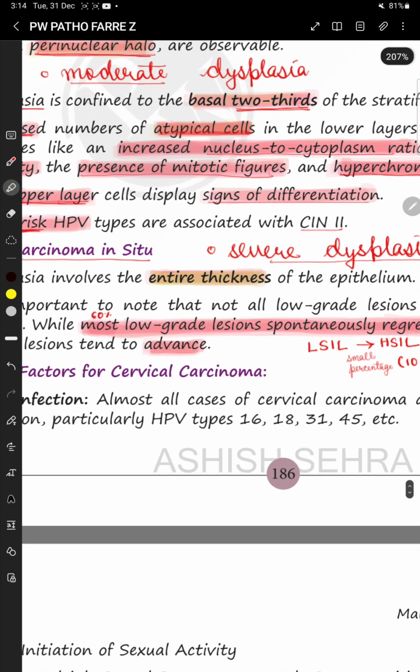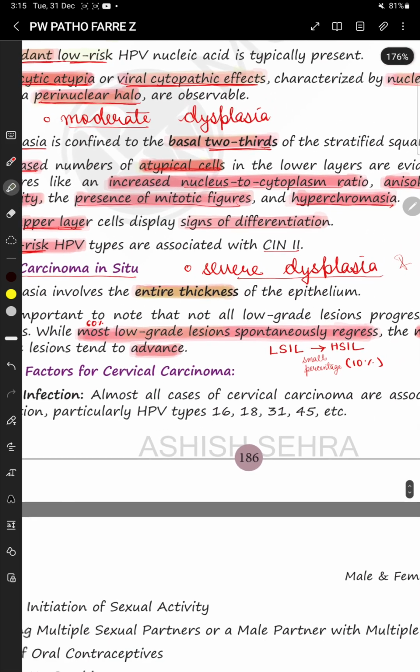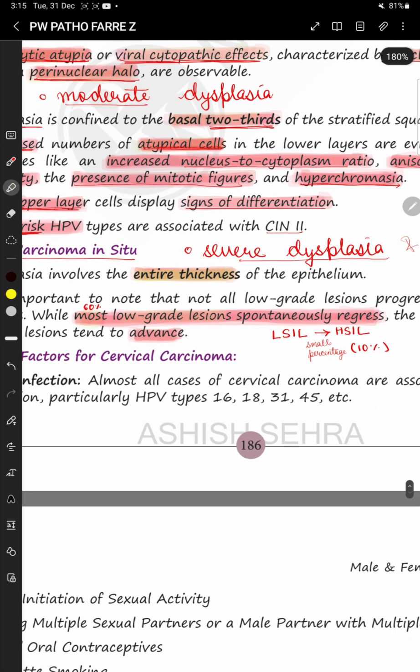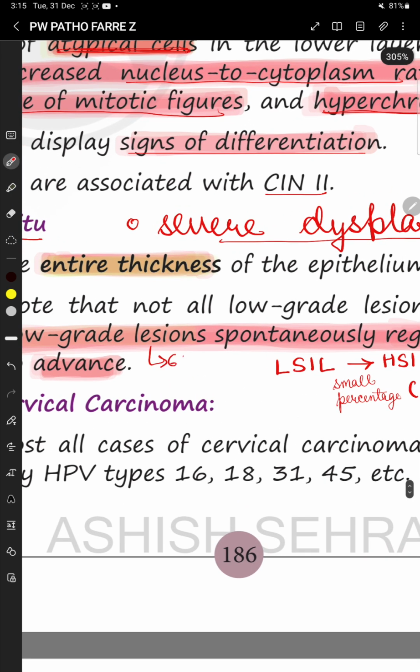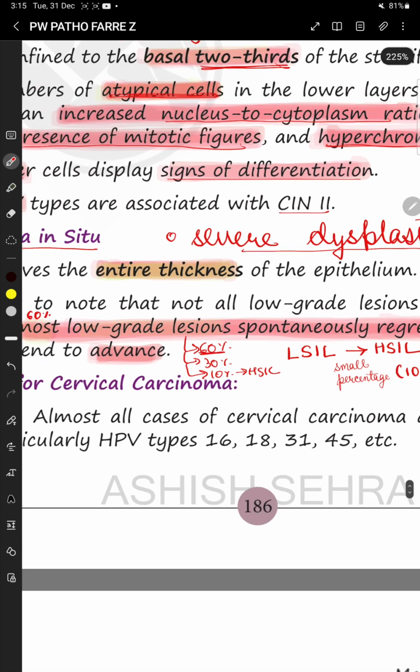Then जो low grade lesions होते हैं 60% will spontaneously regress. So most of the low grade lesions regress spontaneously. लो ग्रेड लीशंस जो होते हैं वो 60% रीग्रेस कर जाते हैं, 30% पर्सिस्ट करते हैं और 10% they can be converted to high grade lesions. ठीक है, but majority जो होता है वो रीग्रेस कर जाता है.